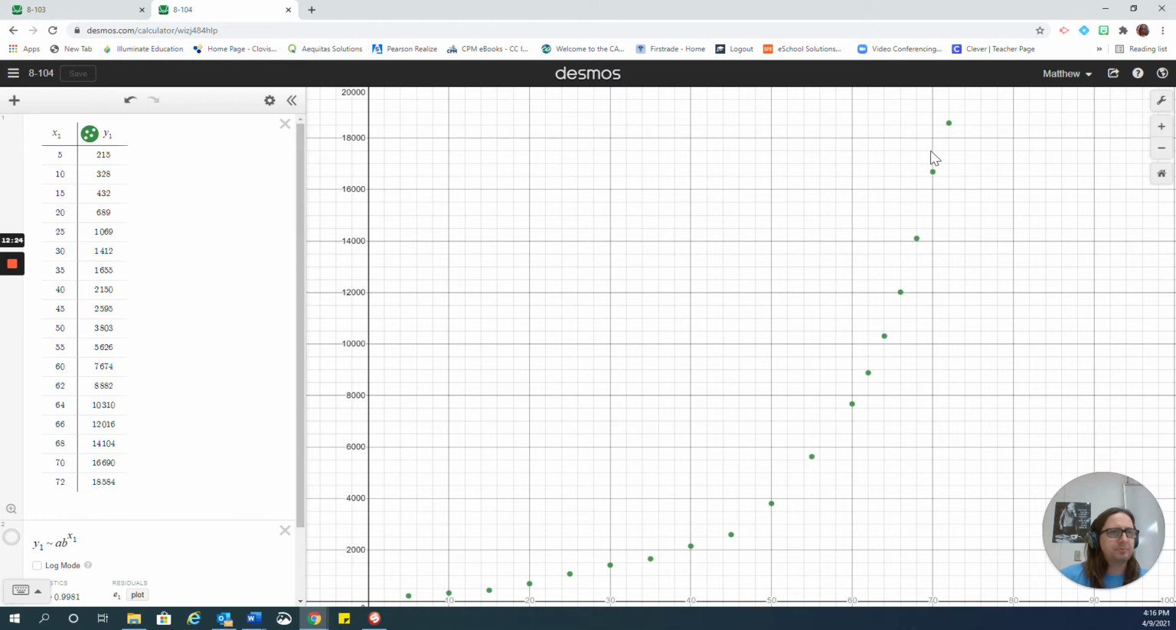So, let me write it down on my paper. What type of model will fit the model well? I think an exponential model. Exponential.